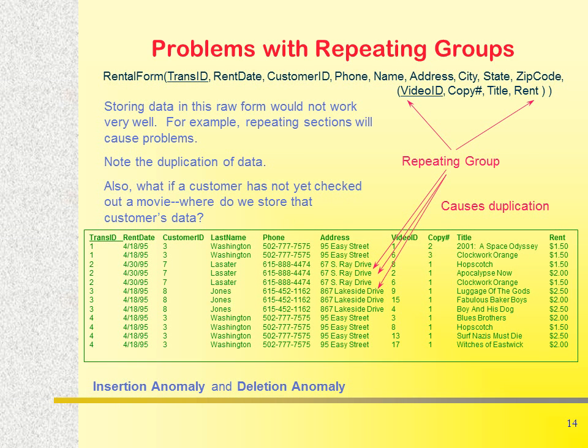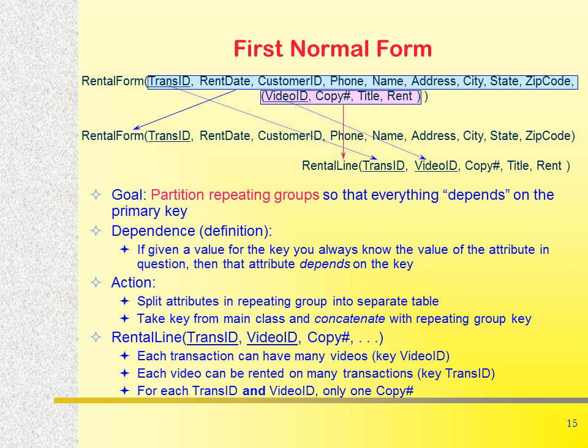The second part, you are asked to convert your data form into the first normal form. The goal of the first normal form is to partition repeating groups, so that everything depends on the primary key. In this case, we will separate or partition the repeating values into a table by themselves, and we will look at the primary key and the relationships between the primary table and the secondary table, which is the repeating values table.